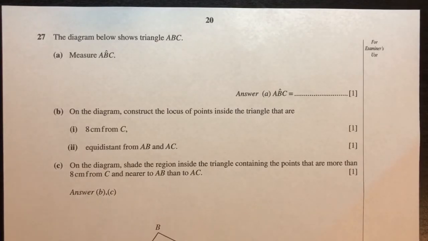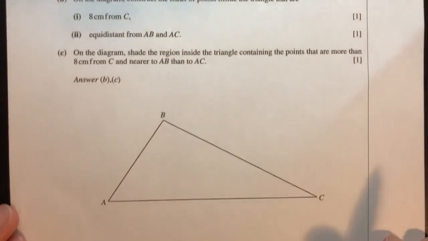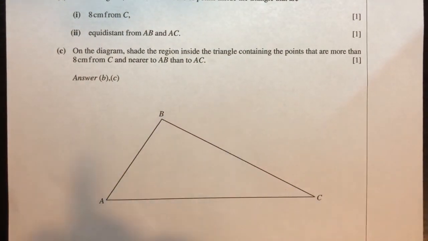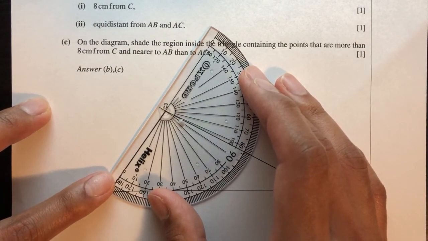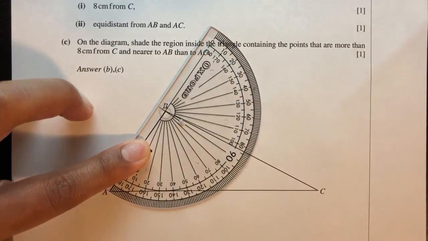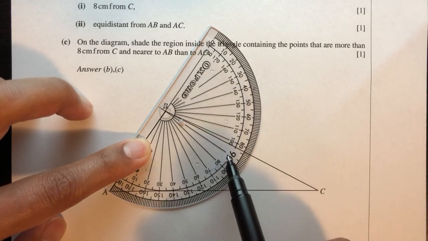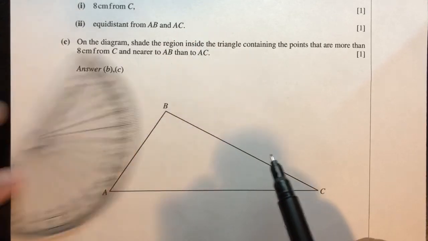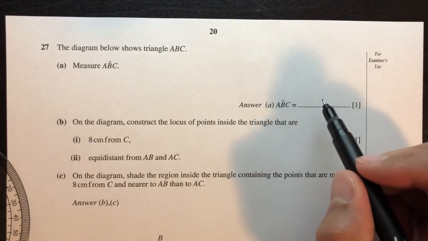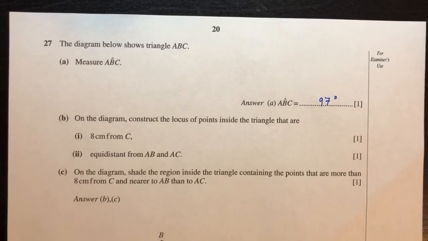Question number 27, this one will be a locus question. Part A, measure the angle ABC. So let's measure the angle. You have to go to your point B, and then the angle will be on this side. This will be 0, this is 90, this will be 95, 97. So my answer will be 97 degrees. You can have 96, 98, that is okay as well.